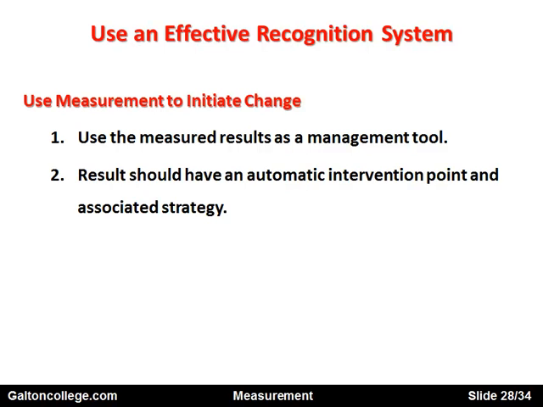Ideally, the results should have an automatic intervention point and some associated strategy. The management should have thought about this in advance and think about the efficiency ratios. If they're low, below a certain figure, then it should trigger intervention. They should automatically be called upon to intervene and fix whatever has gone wrong. And they should have a strategy to do that.